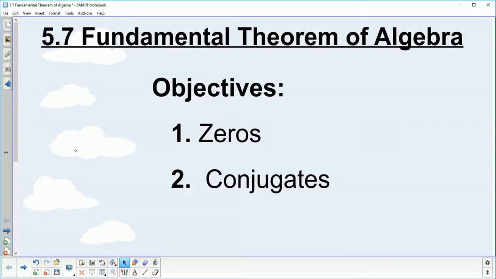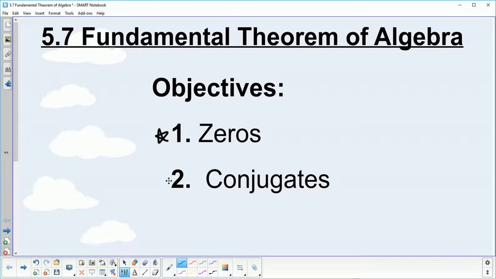Okay, hello. Today in our lesson 5.7, we're going to talk about what's called the fundamental theorem of algebra. The fundamental theorem of algebra alludes to how many zeros a polynomial has. Now we need to be careful, because zeros are going to lead us to x-intercepts and also factors. So we call them roots or solutions, most importantly zeros, which again remind us are x-intercepts and/or factors.